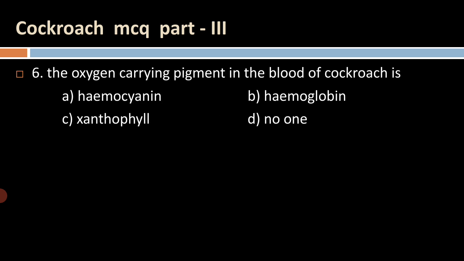Number 6, the oxygen carrying pigment in the blood of cockroach is A. Hemocyanin, B. Hemoglobin, C. Xanthophyll, and D. None. That is, in case of cockroach, no such respiratory pigment is found. So there is no respiratory pigment.